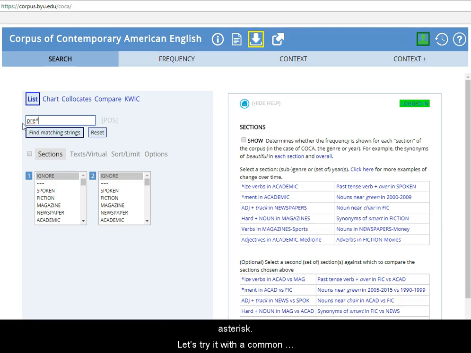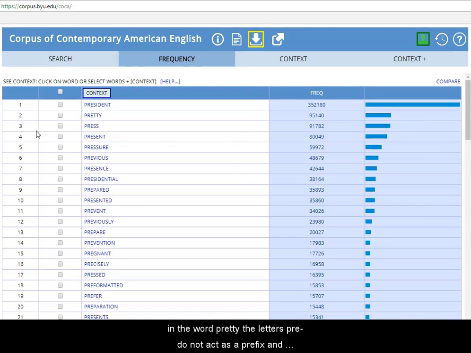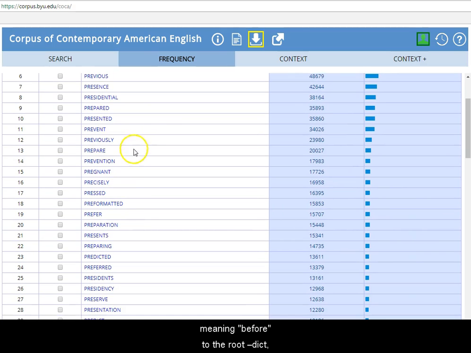Let's try it with a common prefix like PRE. So we would type PRE asterisk and find matching strings. This may include words for which those letters are not a prefix. For example, in the word pretty, the letters do not act as a prefix and do not provide information about the meaning of that word. However, in the word predict, the letters PRE do function as a prefix and contribute the meaning before to the root dict, meaning say, to produce the meaning to say before. So, if learners are going to be using this search, they need to be aware of this difference.